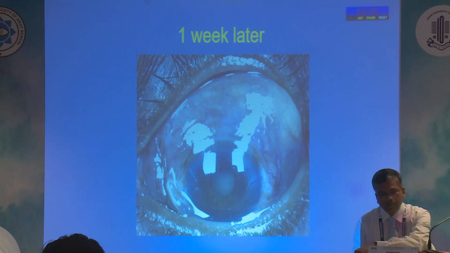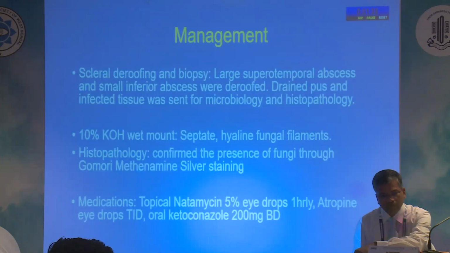And due to the negative autoimmune profile and positive history of injury with vegetative material, as well as these lesions which appeared discontiguously almost 4 mm behind the limbus, we thought of it to be an infectious scleritis, and we took the patient for scleral deroofing and biopsy. The pus was allowed to drain out, and the infective tissue was scraped and sent for microbiology and histopath.